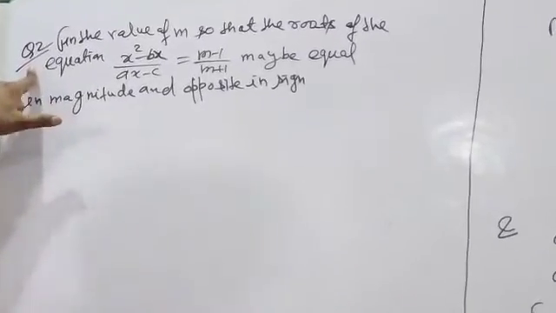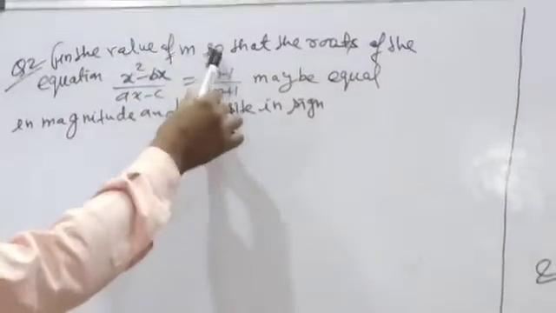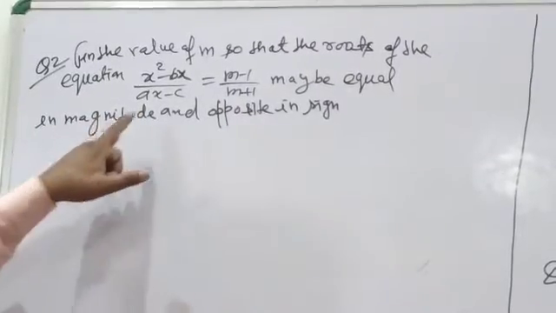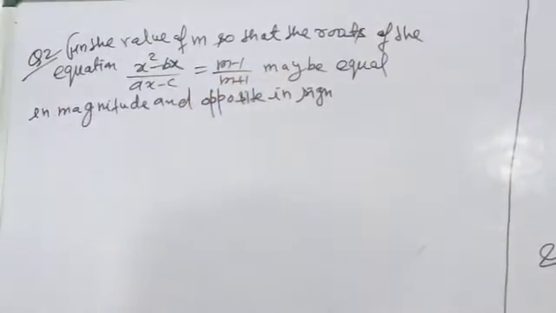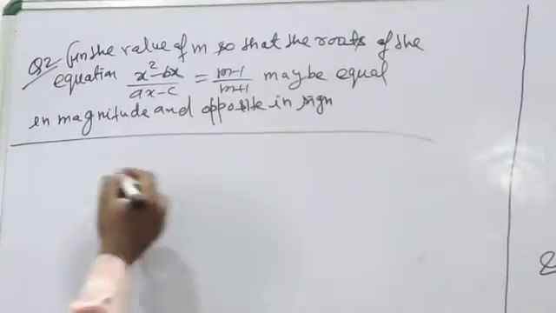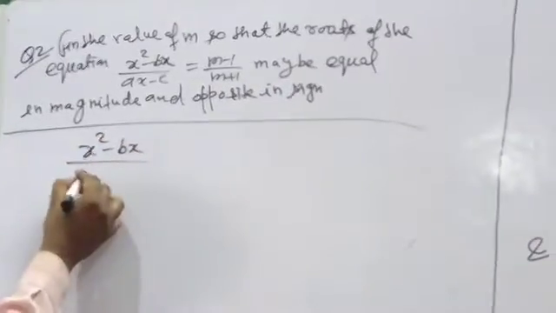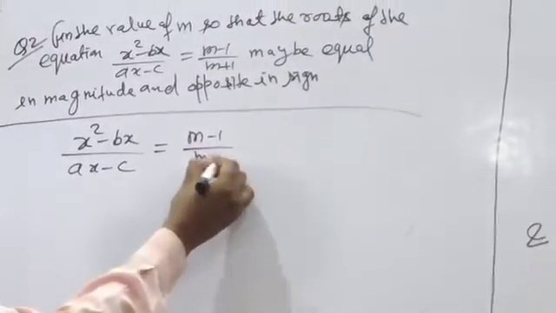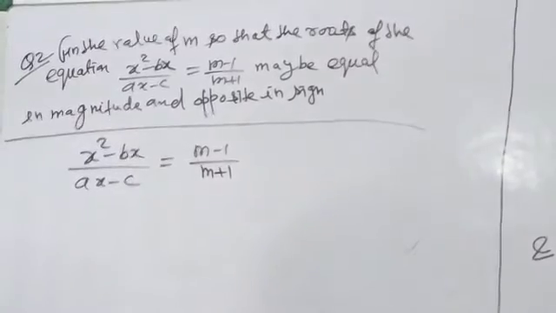Now see question number 2, this example number 2 also here. Find the value of m so that the roots of the equation x square minus bx upon ax minus c is equal to m minus 1 upon m plus 1. First of all, x square minus bx upon ax minus c is equal to m minus 1 by m plus 1. This is not a standard quadratic equation.